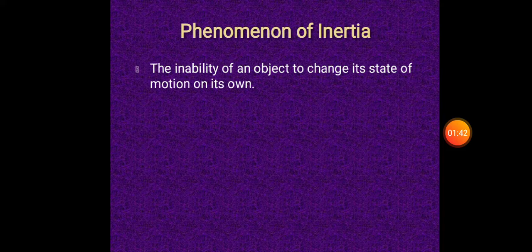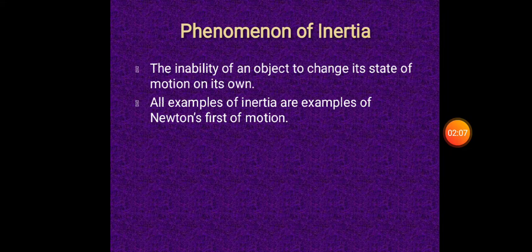Newton's first law explains the phenomenon of inertia, that is, the inability of an object to change its state of motion on its own. As I said, the book will remain there unless and until someone else comes and moves it. All examples of inertia are examples of Newton's first law of motion.